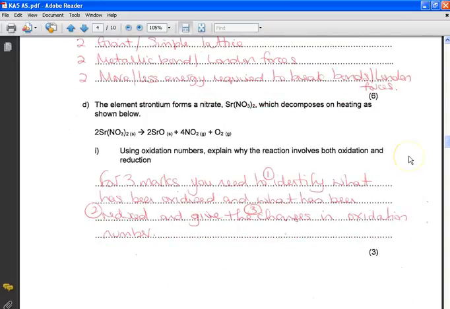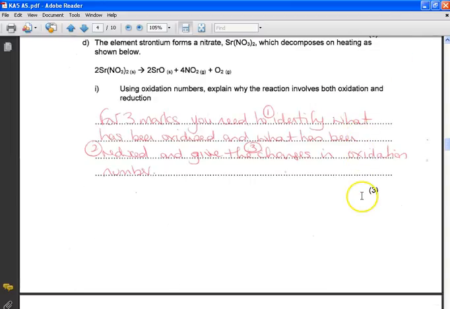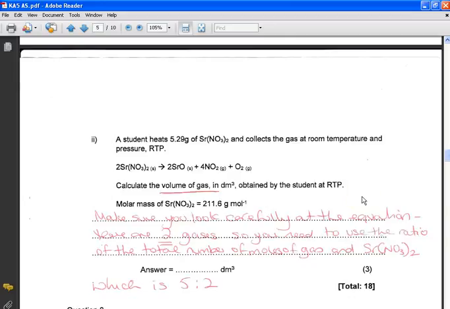Part D. Oxidation numbers, 3 marks here, which is pretty straightforward if you know the rules of assigning oxidation states. If you can't do that, you've got to practice doing it. Learn the rules and practice questions on assigning oxidation states. So for your 3 marks, you have to say what's been oxidized, what's been reduced, and you have to give the 2 changes in oxidation number. So you've got the mark scheme there. You can see what it says.